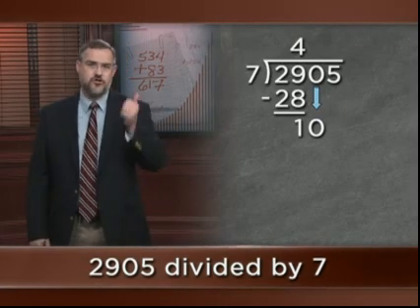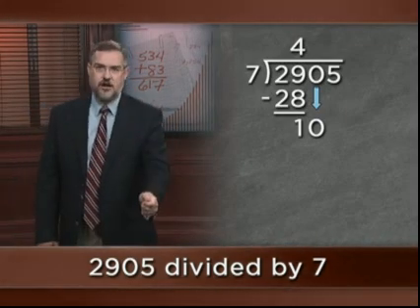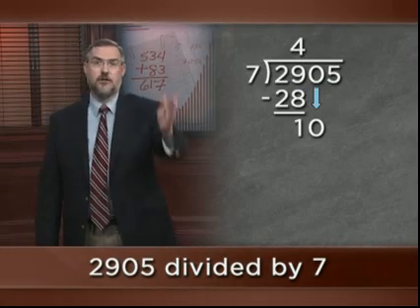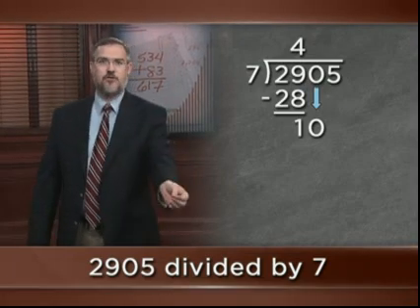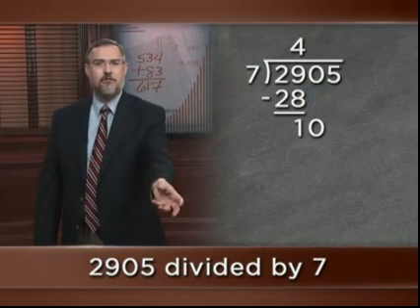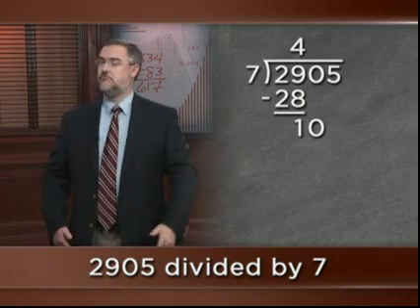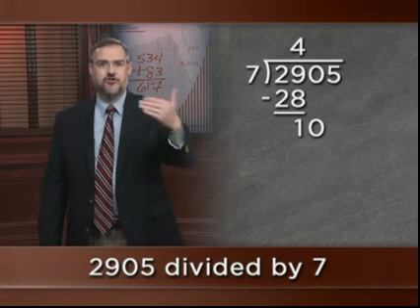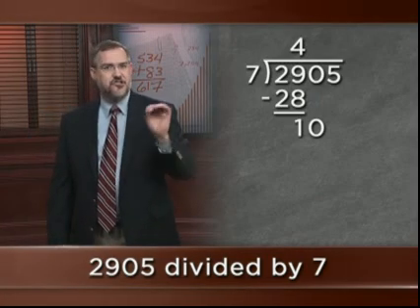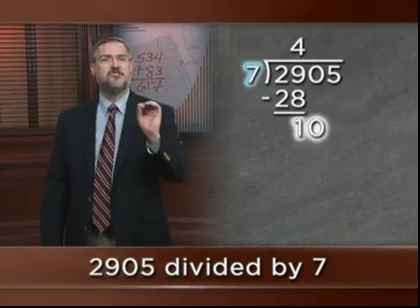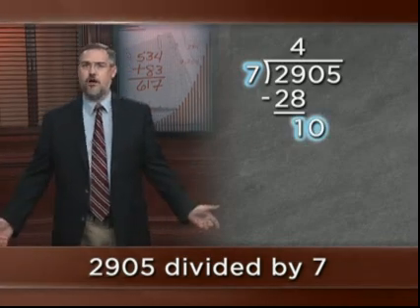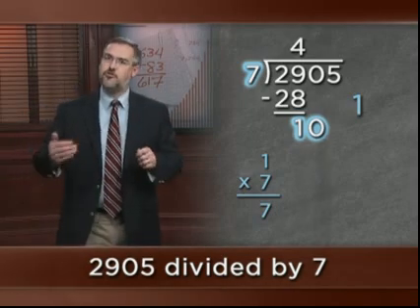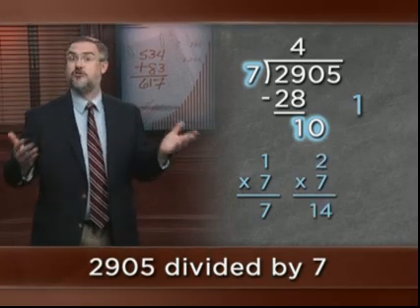Now I've already used the 2, and I've already used the 9 in the dividend, so the next digit that I want to drop down, if you will, is the 0. And that's what I drop down. And now at the bottom of my work, I have a 10. No problem at all. And now I'm going to ask the same question that I've asked before. How many 7s can I get out of that 10? Well, just 1, because I know that 1 times 7 is 7, which is fine, but 2 times 7 is 14, which is too much.